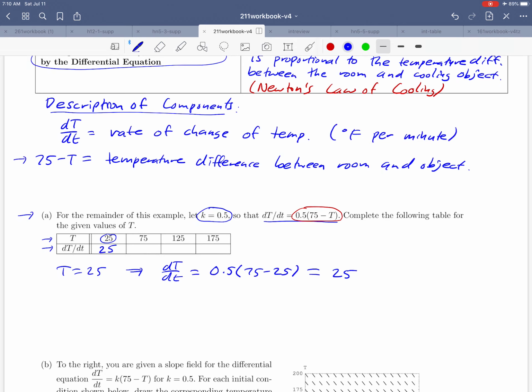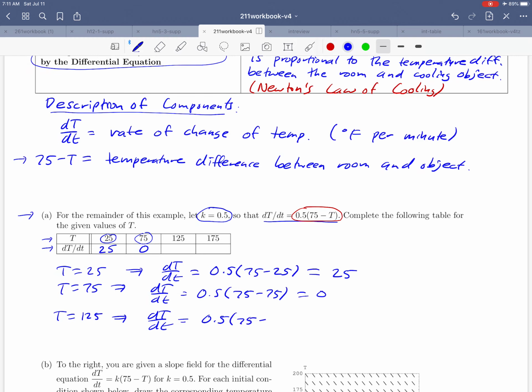And the rest of these numbers, exactly the same calculation. If we take 75 and plug it in there, this time we're going to get 0.5 times (75 minus 75), but that's 0, so we're going to get 0 out of this. And you get the idea here. So the last two calculations, exactly analogous to what we just did. This time we actually wind up getting a negative number out of that. And then finally T equals 175. I'm going to trust that you can do that calculation, and it turns out to be negative 50.